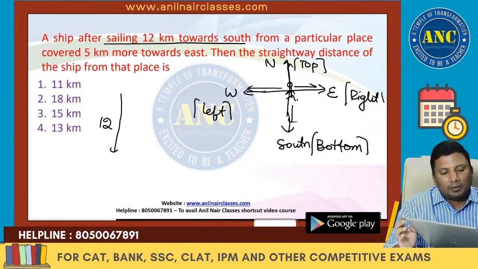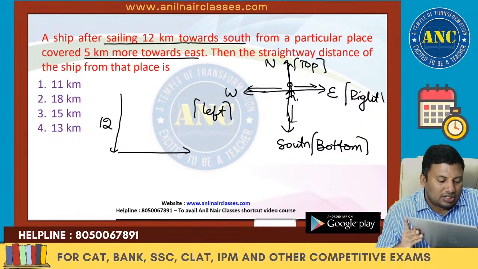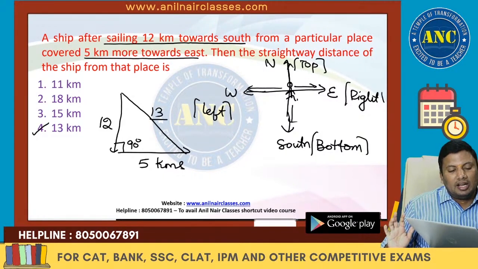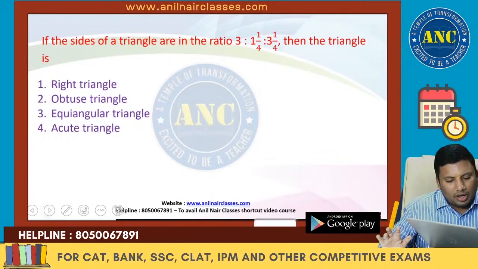From a particular place, after going, it travels 5 kilometers towards east. These are 90 degrees. 5 and 12, so the distance is nothing but a Pythagorean triplet, it is nothing but 13. First one answer is 13, just an understanding of directions. I hope it is clear.